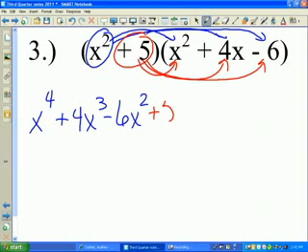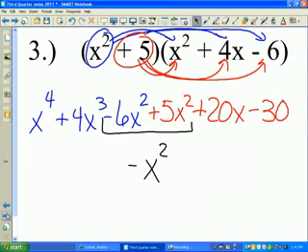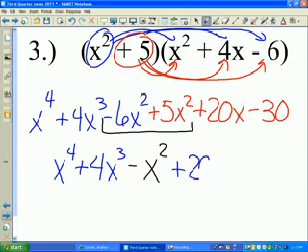So we have 5 times x squared gives me plus 5x squared plus 20x minus 30. So, do we have like terms? I think we do. This negative 6x squared and this positive 5x squared. So now, when we combine that, I'll get a negative 1x squared, or just negative x squared. And then everything else is just coming on down. So that's my x to the 4th power, plus 4x cubed, plus 20x, minus 30.